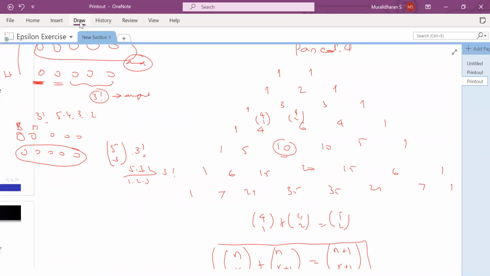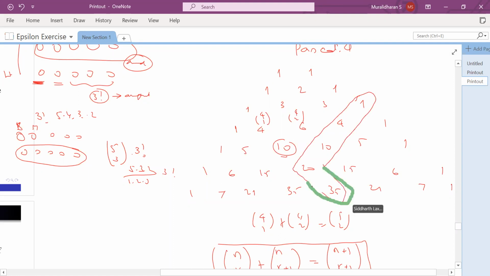Let me show you one nice property. Suppose I add all these four numbers. What do you get? 1 plus 4 plus 5 plus 20, it is 30. Okay. So similarly, if I add these three numbers, I get 21. If I add these numbers, I will get 50.